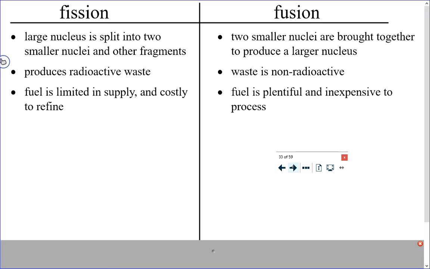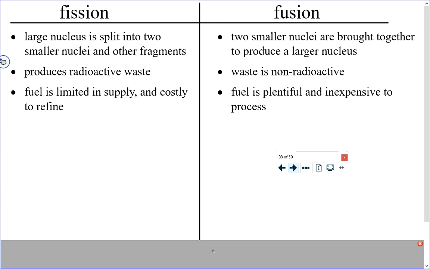One of the things we haven't talked about is the fuel required for these processes. The fuel required for fission, let's just focus on uranium-235, is limited. There's only so much uranium-235 we can mine out of the Earth. And it's also very expensive to refine, to purify, because when you get uranium ore out of the Earth, only about, I believe, 1% of it is uranium-235. So the uranium-235 that we need for a fission reactor to produce electricity to run our lives is mixed in with a whole bunch of other isotopes of uranium. It's very, very expensive to extract that uranium-235 and purify it.